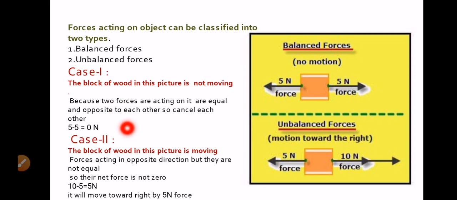So which type of force is this? This is the balanced force. So balanced forces cause no motion.